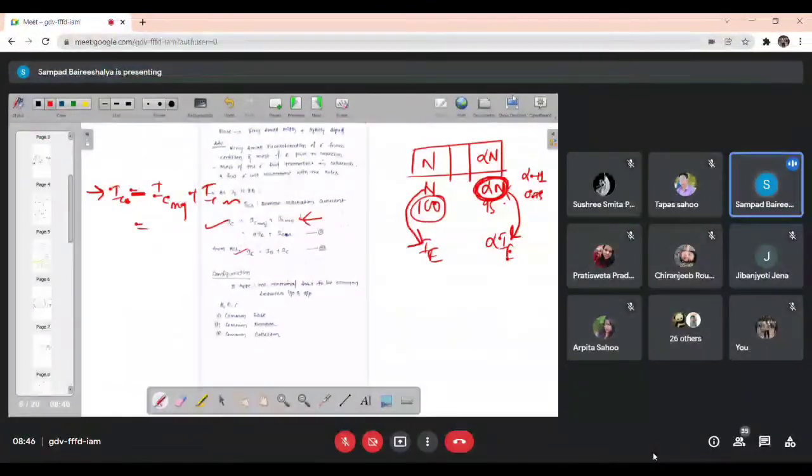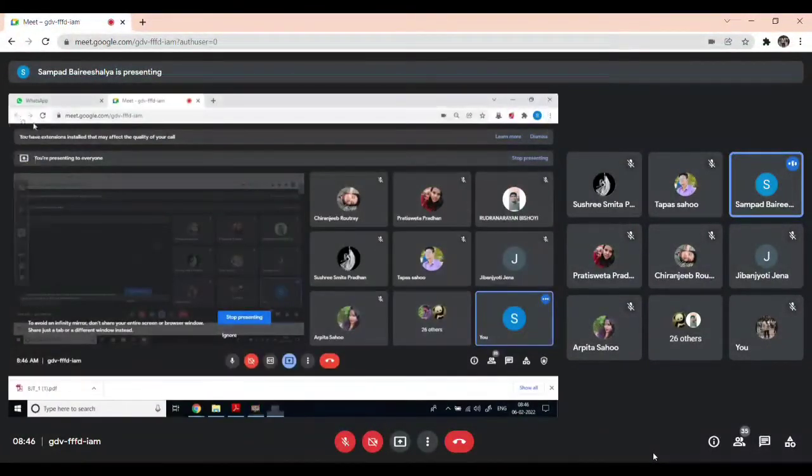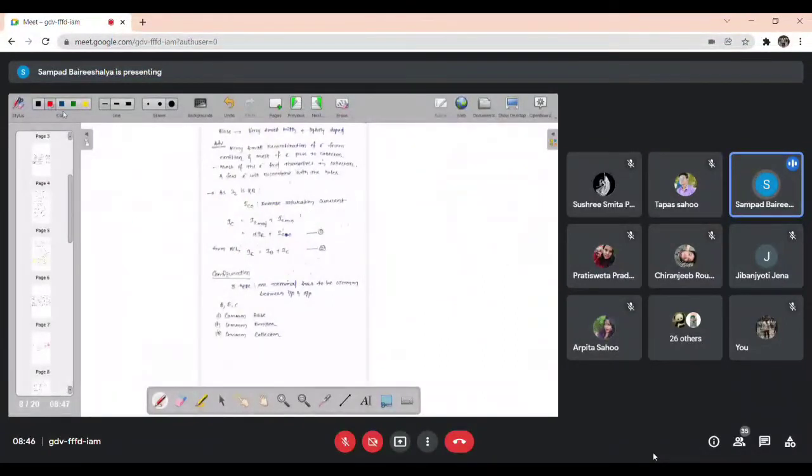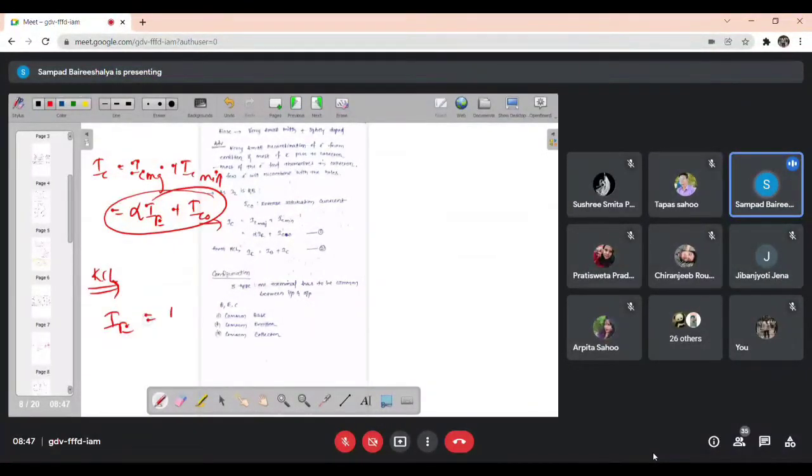Okay, listen. There are two equations we'll consider. The first equation is: IC, the total collector current, is nothing but IC majority plus IC minority, and this IC majority is nothing but alpha times IE, plus ICO. This is the first equation, and the second equation is your KCL equation. Already I told you that IE is equal to IB plus IC. Remember these two equations. These two equations are very important when you go to the next section. Is that clear? So this is all about the first part of the transistor.